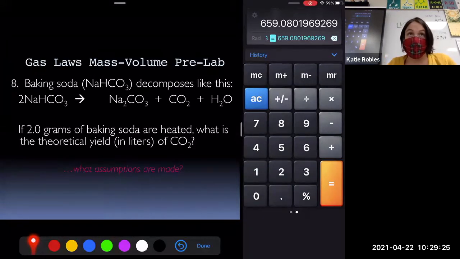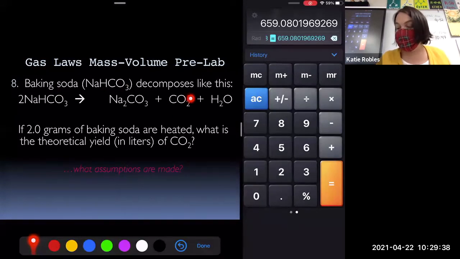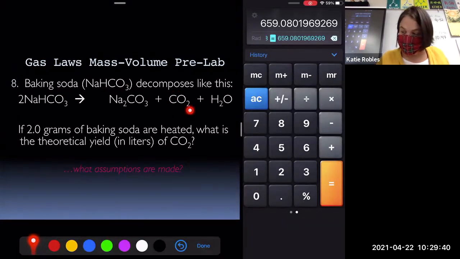Okay, so this is like the lab today. This is like the why I care, right? So if I've got baking soda that I'm decomposing, it's very, very, very exciting. You're turning a white powder into a white powder. It's super exciting. And it puts off a little bit of CO2 gas. It decomposes like this. 2 moles of this make 1 mole of each of these.